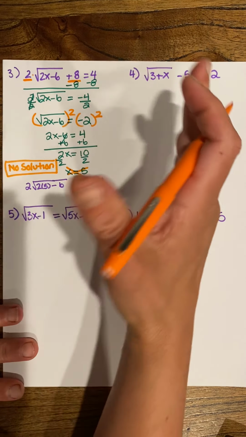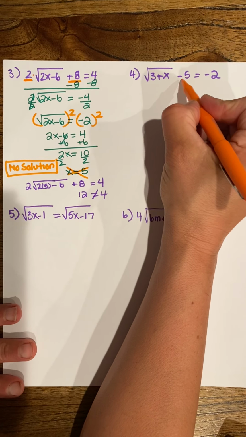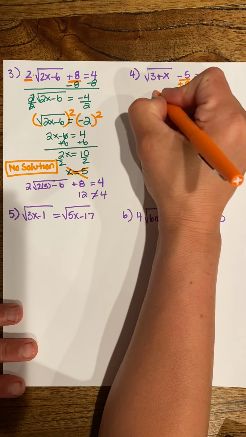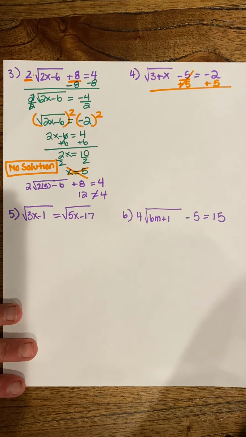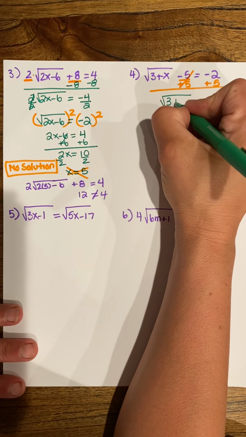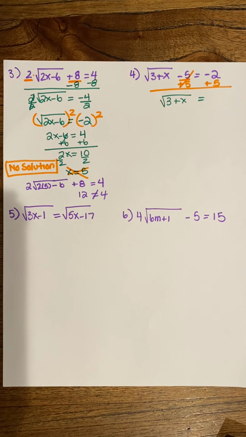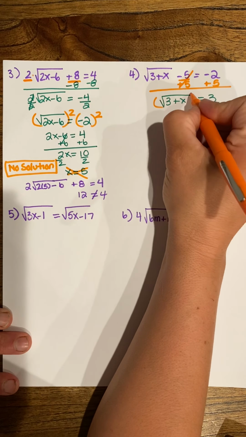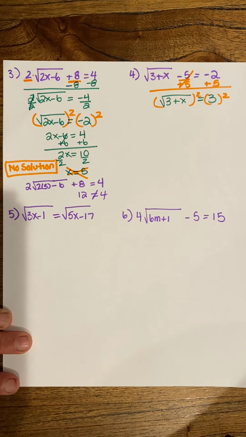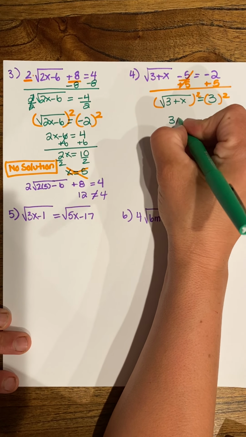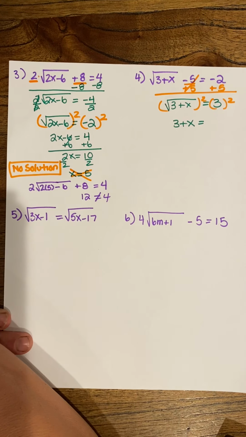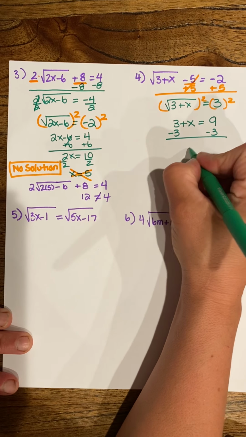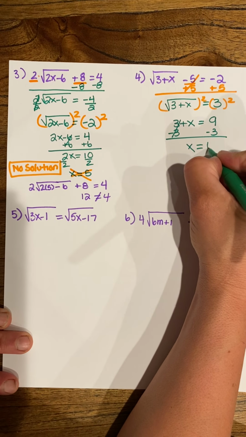Okay, number 4 in the packet. Do you see there's only one thing outside the radical, so I only have to do one step to get rid of it, which is going to be to add the 5, right? So I have 3 plus x equals 3, right? When I do the adding, I am going to square both sides, and I get just 3 plus x. Remember, the whole point of squaring is to get rid of that rad, equals 9, minus the 3. Okay, I get x equals 6.